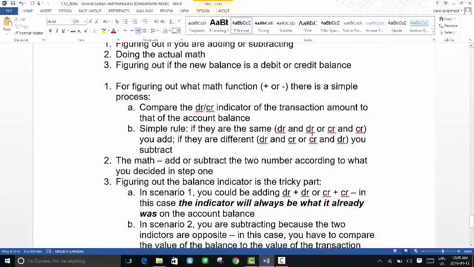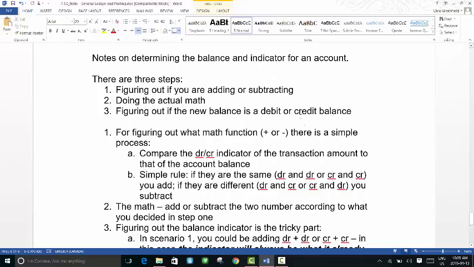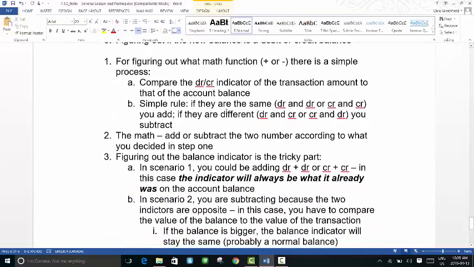All right, so let's talk very briefly about determining the balance indicator of an account. Overall, it's 3 simple steps. First, you figure out if you're going to add or subtract your amounts. You do the actual math, and then the trickiest part is figuring out the new balance indicator. So to figure out which math function you're using, are you adding or subtracting? It's a very simple rule or process.